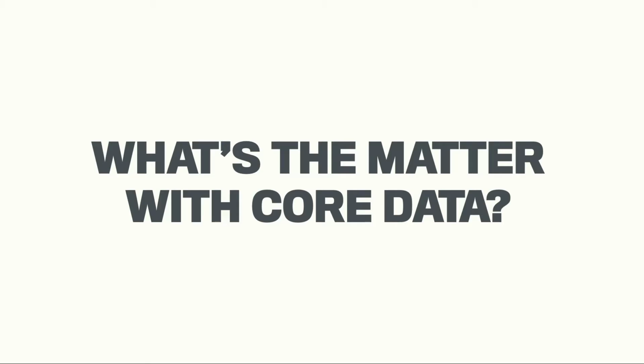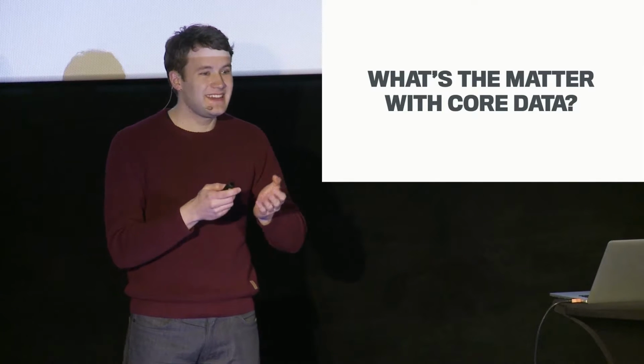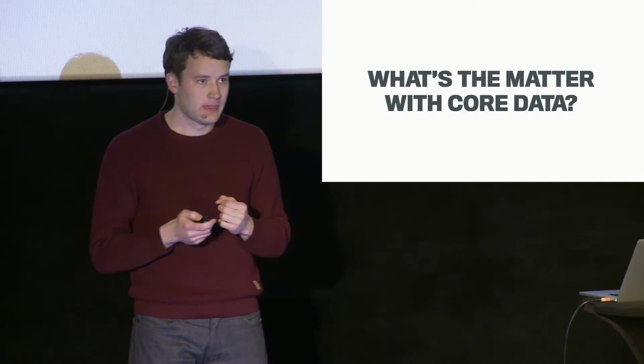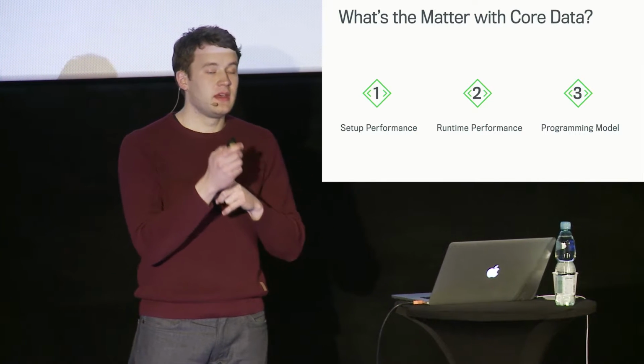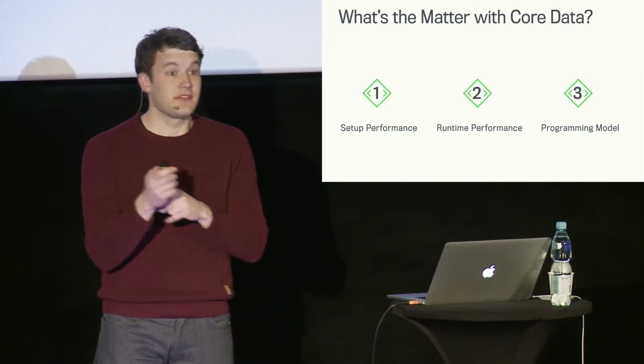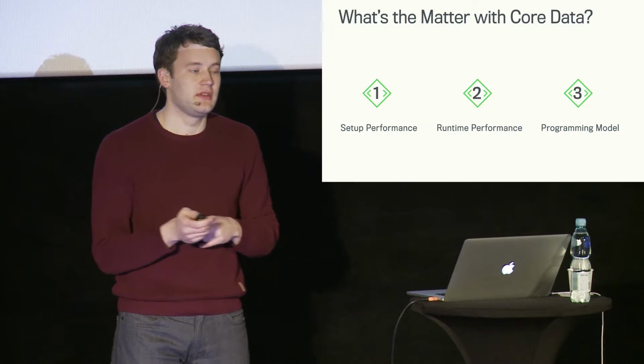So we did a lot of digging, and it turns out the problem was with the model layer. And the question is, what's the matter with Core Data? Why didn't it suit our needs at Facebook? It breaks down into 3 basic areas. First is setup performance. Core Data takes a long time to set up, especially for large, complex apps like Facebook, and particular to the way we were using it.